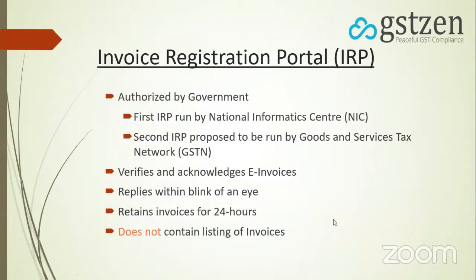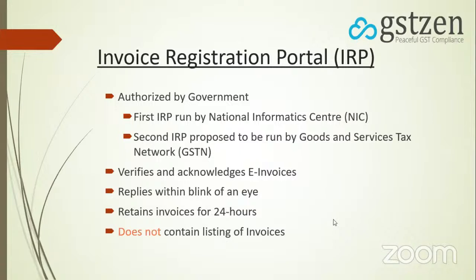Invoice registration portal is authorized by the government. The first IRP is run by the National Informatics Center, that is NIC. The second IRP is proposed by the government. It verifies and acknowledges e-invoices. It replies within a blink of an eye. It will only retain your information for 24 hours. So if you generate an e-invoice, it will only keep the information for 24 hours.